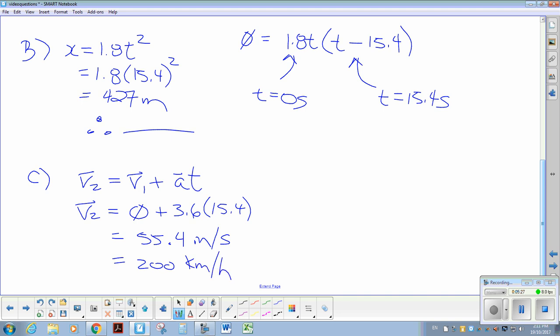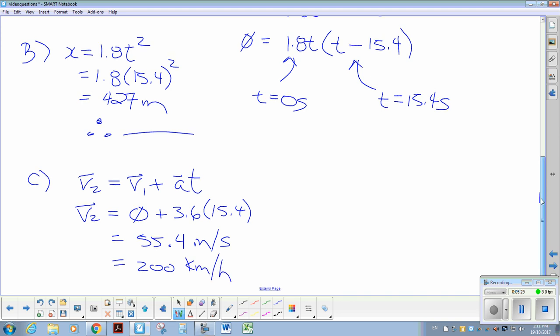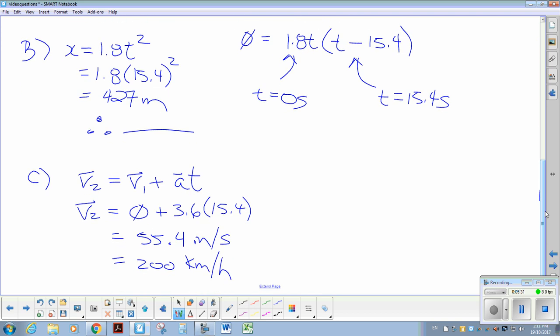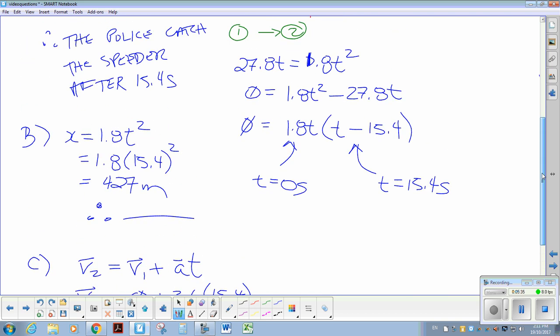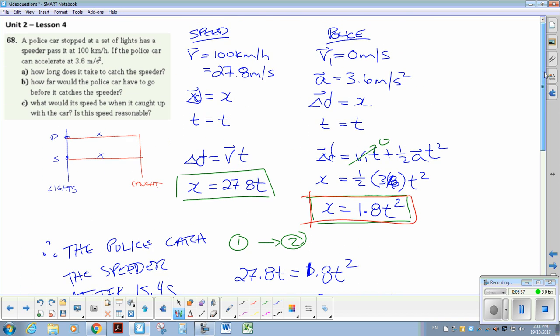It's probably unreasonable that the police car is going to be doing 200 kilometers an hour, just due to safety factors and the fact that that is fairly brisk. A car could probably do it, but it wouldn't happen really in the real world.